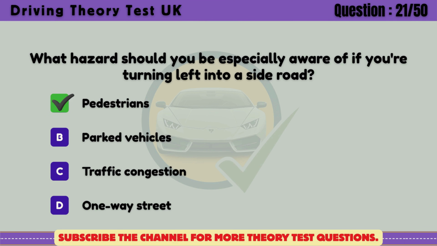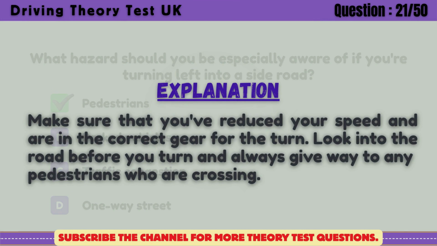Answer is A. Pedestrians. Make sure that you've reduced your speed and are in the correct gear for the turn. Look into the road before you turn and always give way to any pedestrians who are crossing.